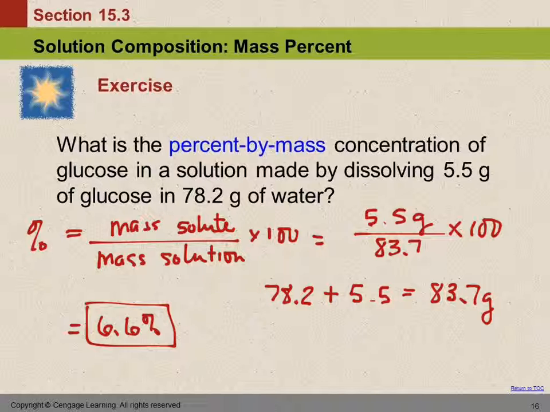Would it be possible to have a percentage that's over 100? No. So if you did it wrong. If you calculate it wrong, yes. But could you do the calculation correctly and end up with a concentration over 100%? No, because the mass of the solute can't be more than the mass of the entire solution.